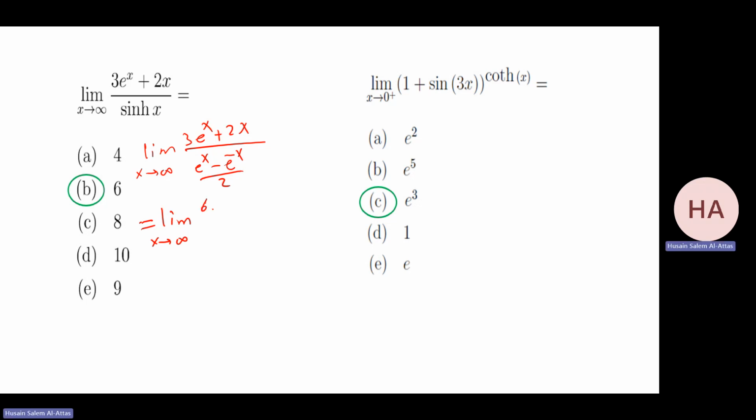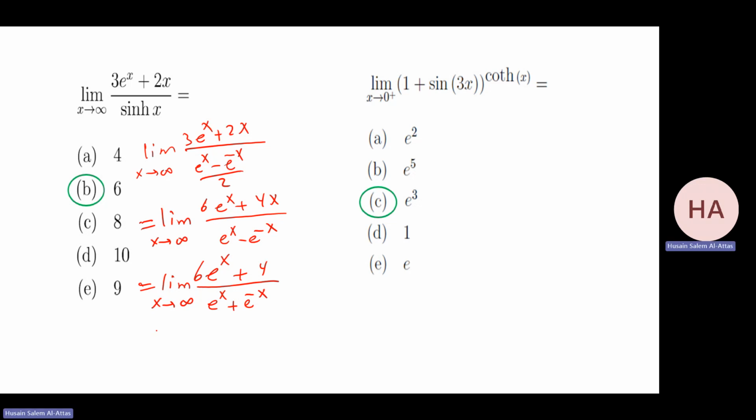That would be 6e^x + 4x over e^x − e^(−x). Okay. I have infinity over infinity. We differentiate. Yeah. Do the L'Hopital's rule. I'm getting what? 6e^x + 4 over e^x + e^(−x).